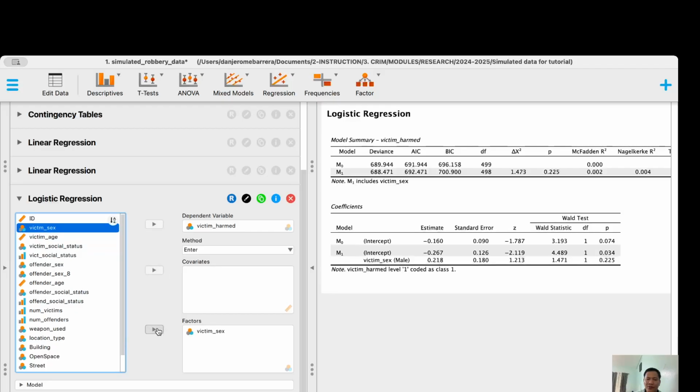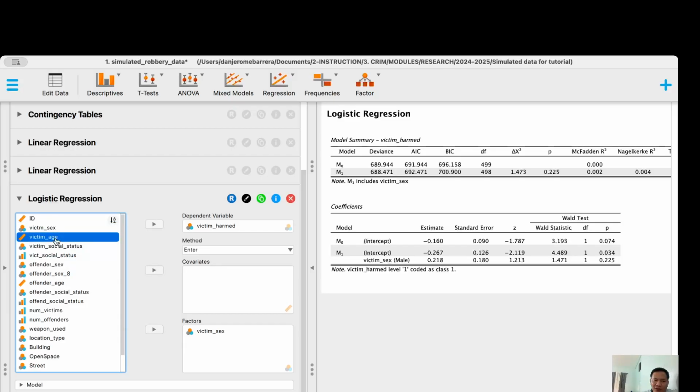Place it in factors. Let's look at the p-value. The p-value is 0.225, so there's no significant association between the sex of the victim and whether the victim was harmed. It doesn't matter who the victim is, male or female. The levels of harm are the same.